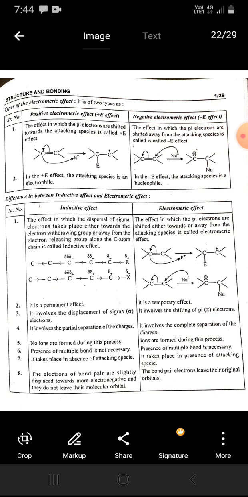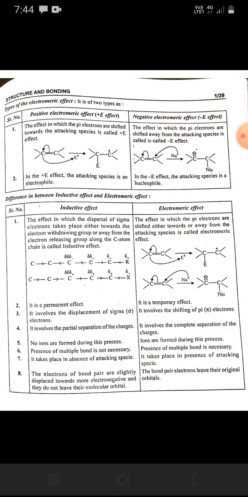Positive electromagnetic effect: the effect in which the pi electrons are shifted toward the attacking species is called the plus E effect. In the plus E effect, the attacking species is an electrophile. Negative electromagnetic effect: the effect in which the pi electrons are shifted away from the attacking species is called the minus E effect. In the minus E effect, the attacking species is a nucleophile.